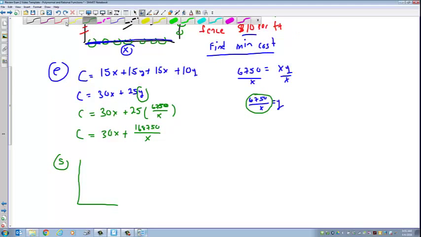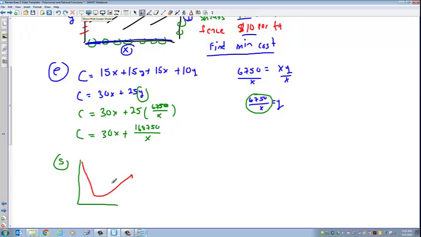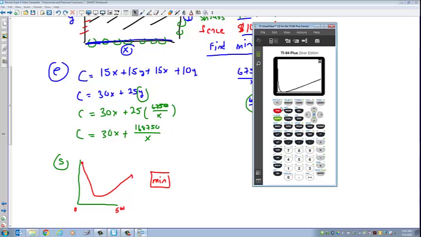Came down, it goes back up. All right, something like this. This is 0 to 500. We're looking for the minimum. So we use the minimum button on our calculator. So second trace, go down to number 3, hit enter. 0 was on the left, 500 is on the right. Give it a guess. It should pop right to it. So x is 75, so that means that length is 75.